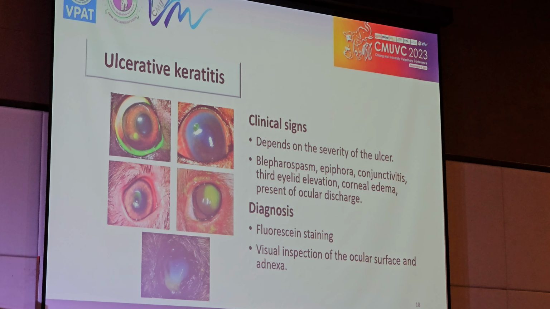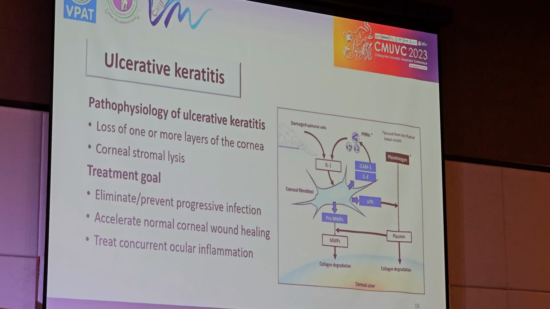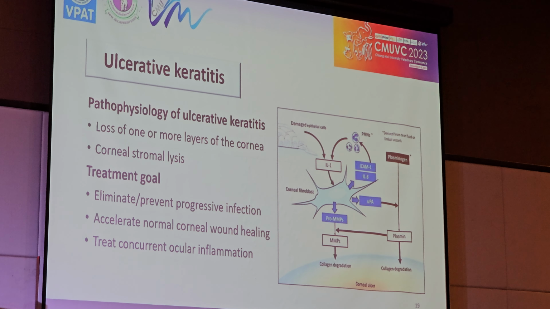The diagnosis can be done by fluorescence staining, and I suggest doing a thorough inspection of the ocular surface and NSI at the same time. The corneal ulcer is the loss of one or more layers of the cornea, and with this damage the corneal epithelial cells secrete inflammatory cytokines to enhance the corneal wound healing process, resulting in the degradation of the corneal stroma collagen to remodel the corneal structure back to normal again.